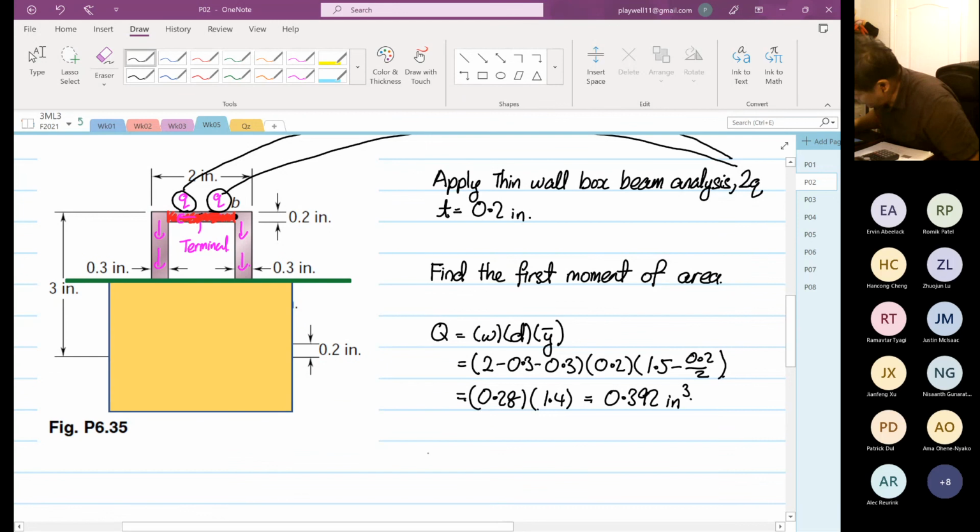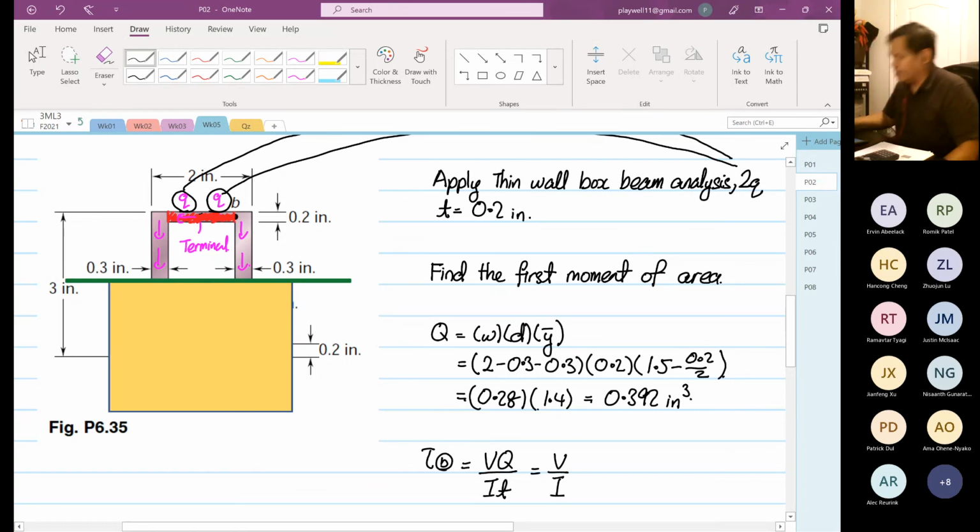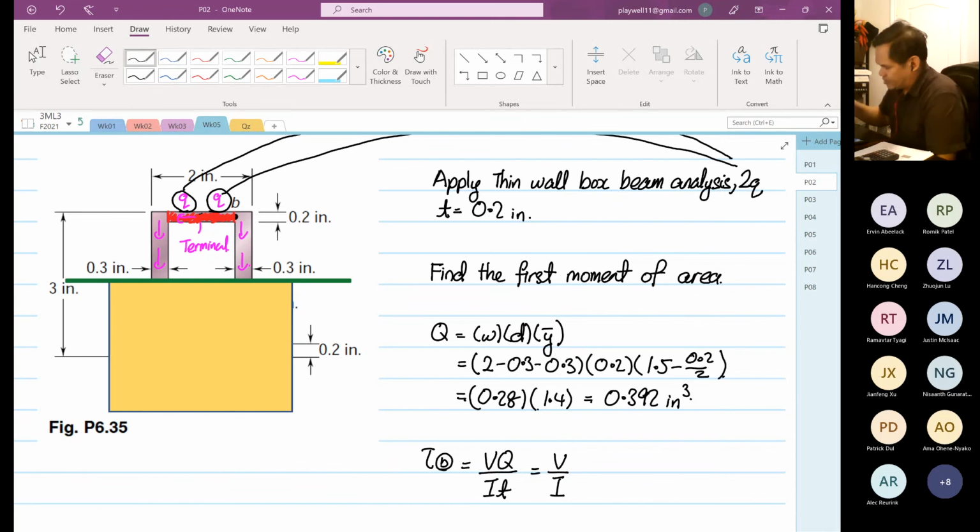So the shear stress at point B is equal to VQ over IT. V, we don't know yet. I, we did not find yet. It's okay, because later on they will cancel out. But if by accident you find what I is, don't beat yourself over it. It's fine.